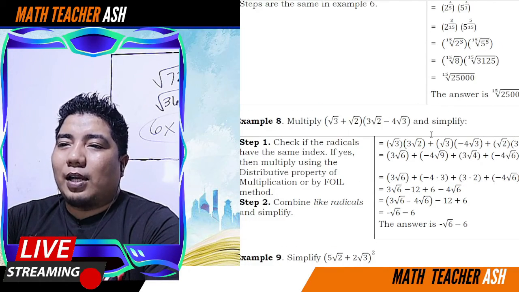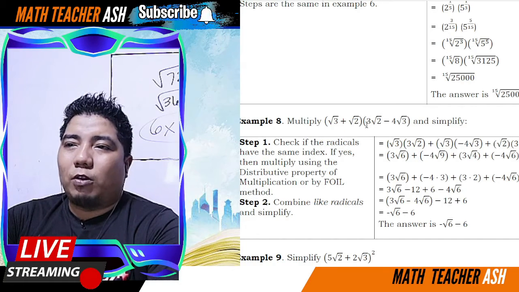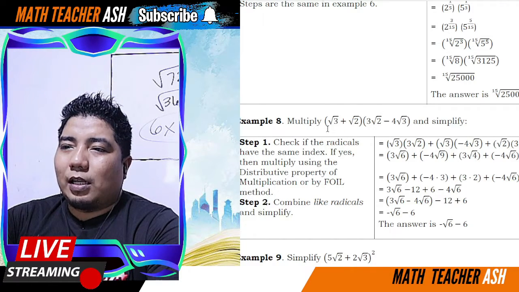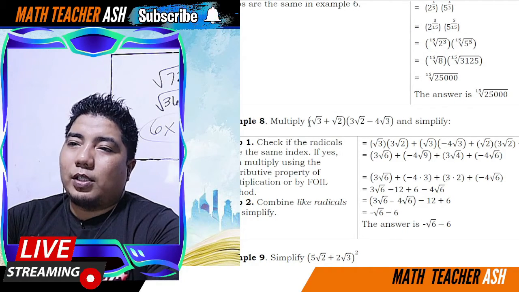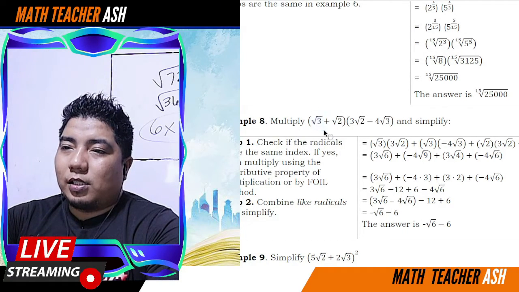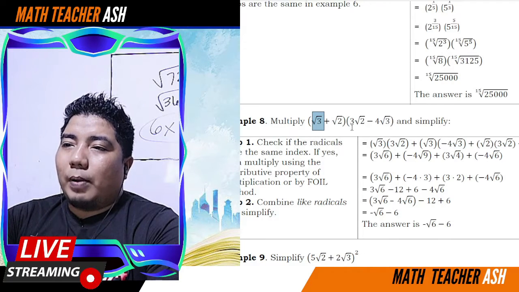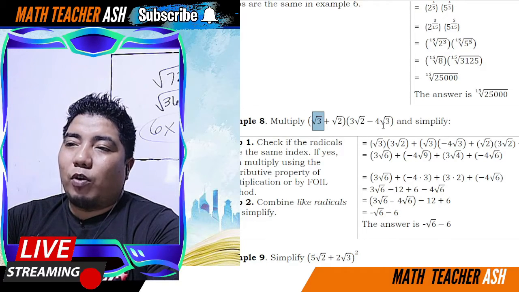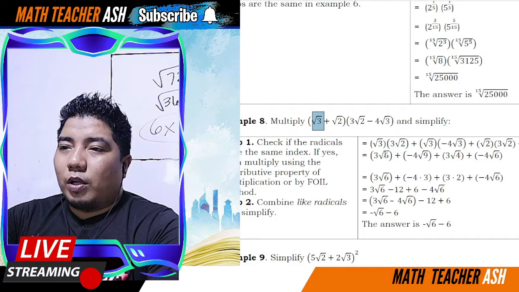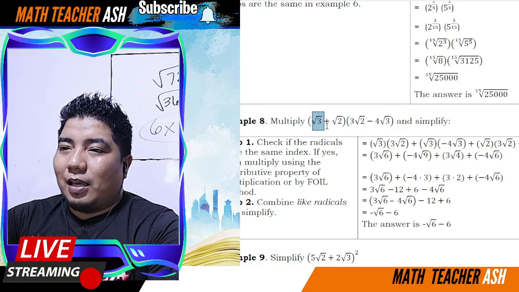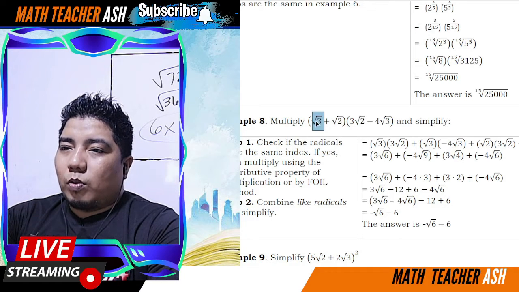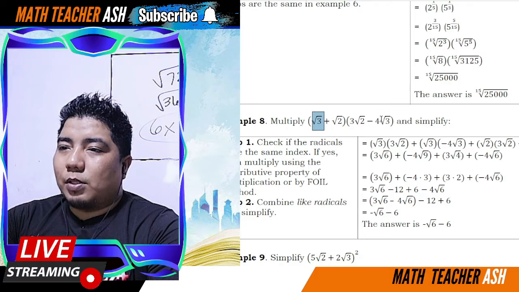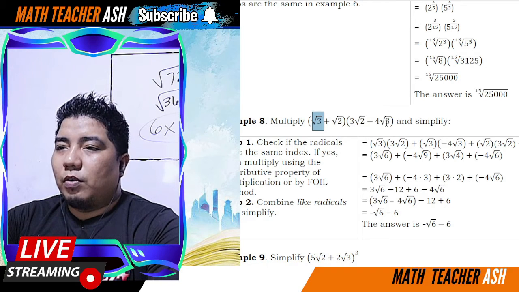Ang gagawin mo lang is to just apply the FOIL method. Meaning, you need to distribute it. So, in this case, what you will do is, this square root of 3 will be multiplied to 3 square root of 2 and negative 4 square root of 3. Okay? So, yan nga ang nangyari. 3 times 3 square root of 2 plus, kasi, okay, plus, okay? Square root of 3 times negative 4 square root of 3.